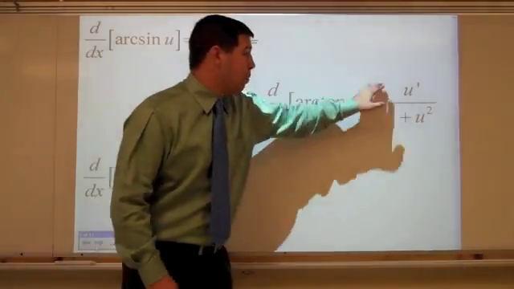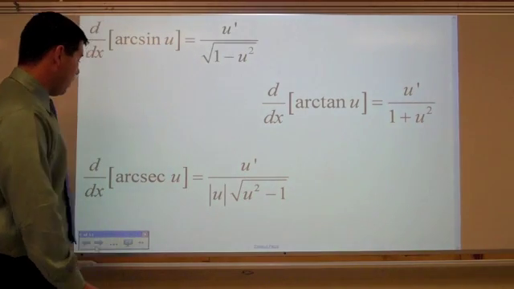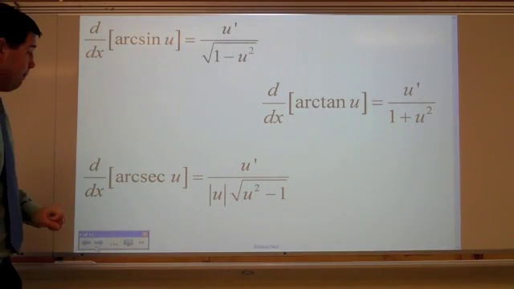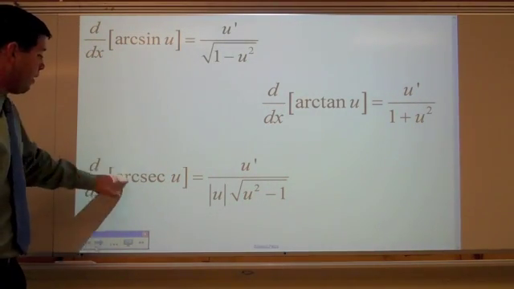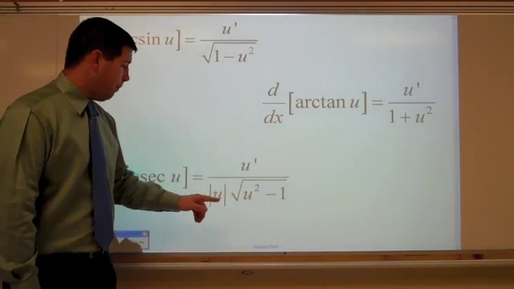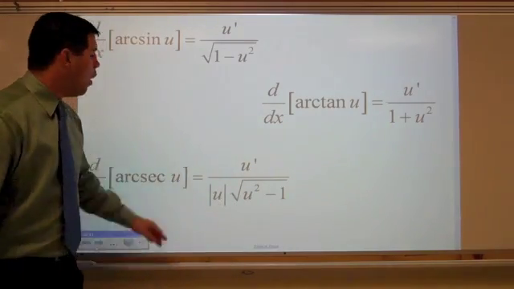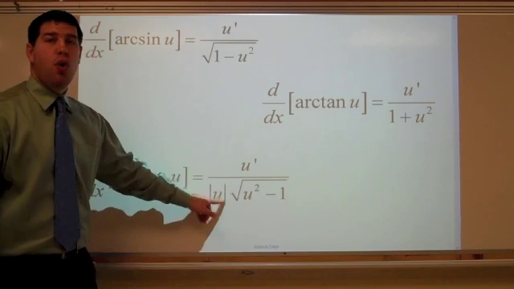Arctan, same way. u prime over 1 plus u squared. Arcsec's a little bit different. Derivative with respect to x of arcsecant of u is going to still be u prime over, you still have a square root of u squared minus 1, but you also have an absolute value of u on the outside.